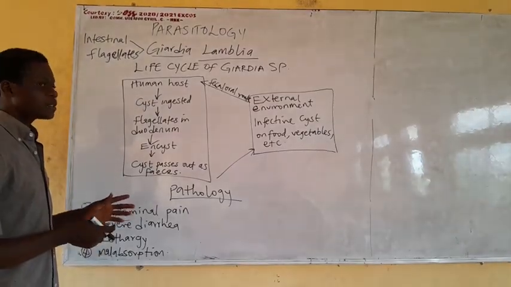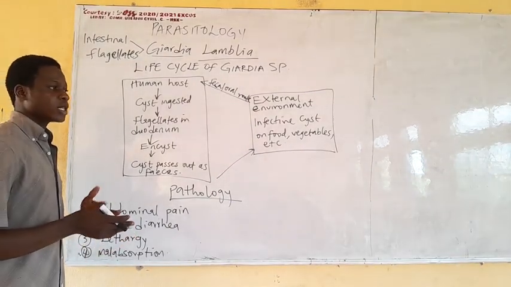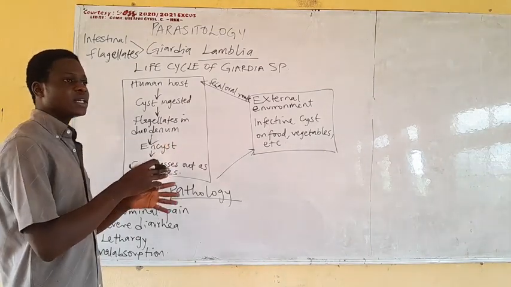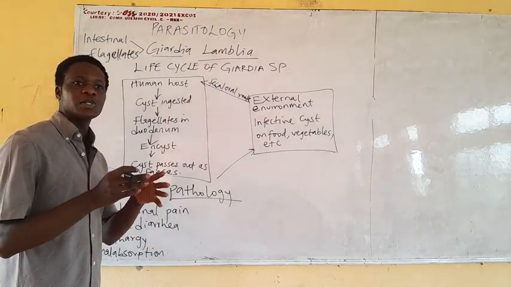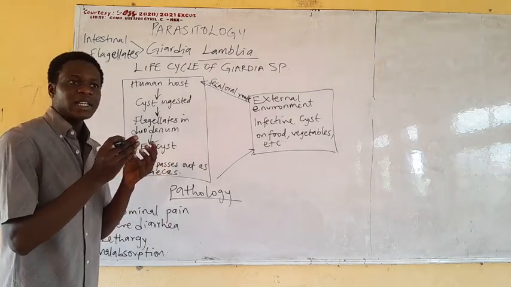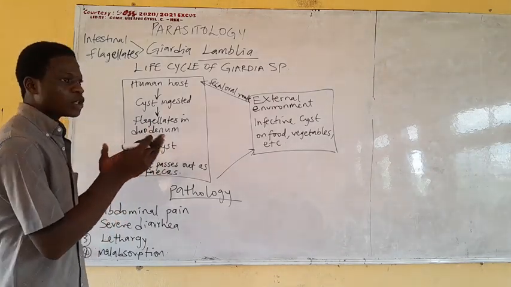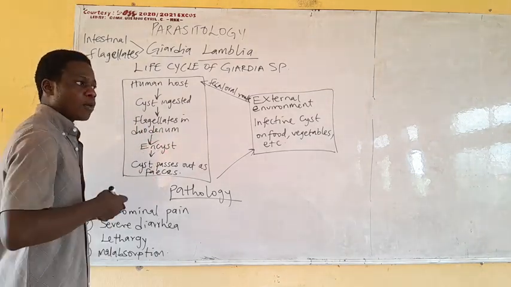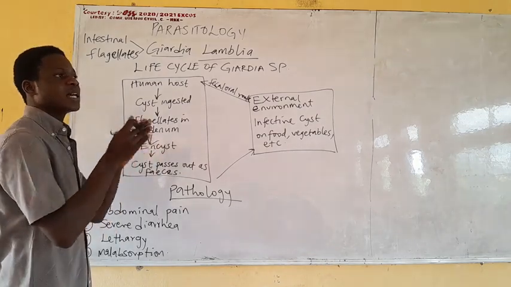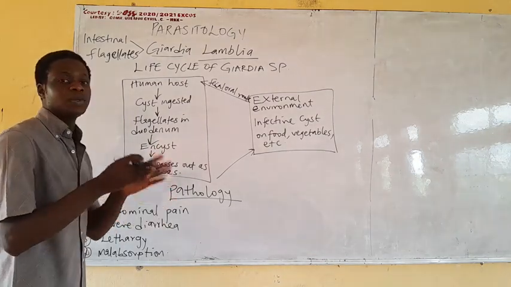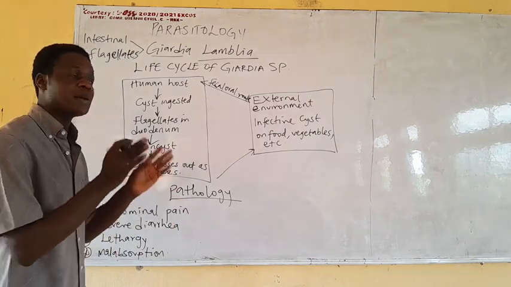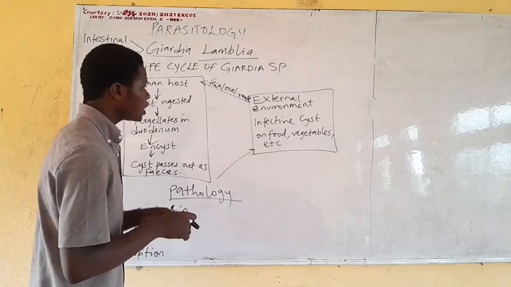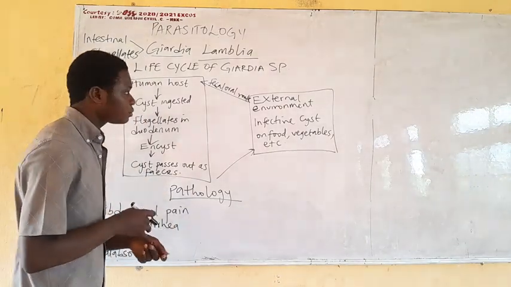So we're going to discuss the life cycle of Giardia species. To make it simpler for you, just know that the life cycle of Giardia lamblia and the life cycle of Entamoeba histolytica are quite similar, very, very similar. You can differentiate them based on their forms or the places in which they exist and multiply. That is just the difference between the life cycles. So let's look at the life cycle of Giardia lamblia.